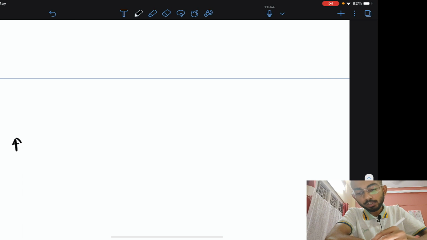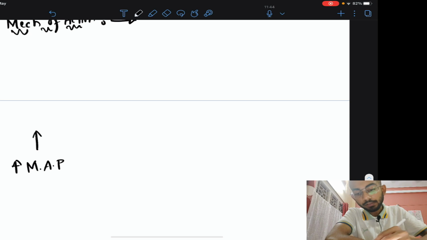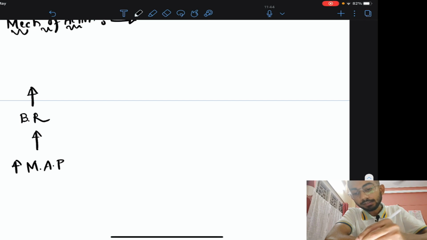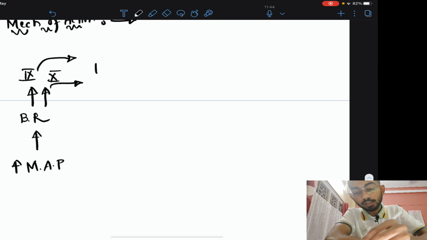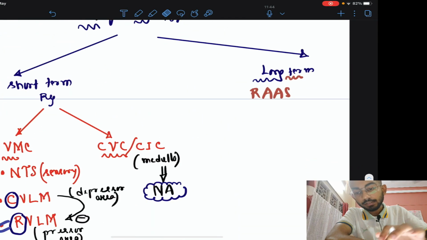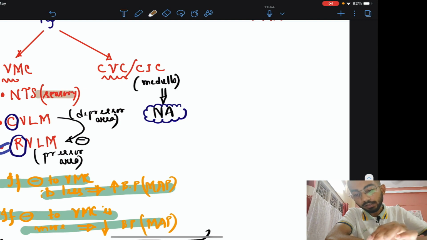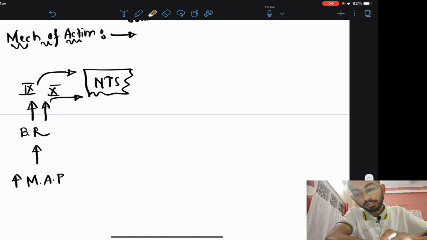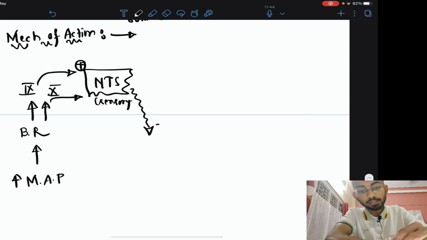Okay guys, so let us consider a situation where the mean arterial blood pressure has exceeded 100 millimeter of mercury. Then what will happen? This will basically stimulate the baroreceptors. All right, and from the baroreceptors, the 9th cranial nerve and the 10th cranial nerve will carry this information toward the nucleus tractus solitarius, which is the sensory part, as we have already written here. Okay, so the nucleus tractus solitarius has now been stimulated.